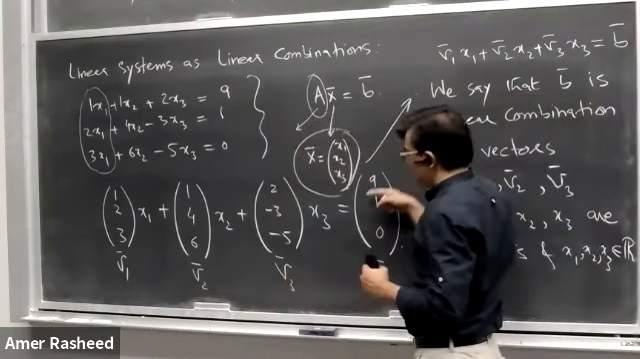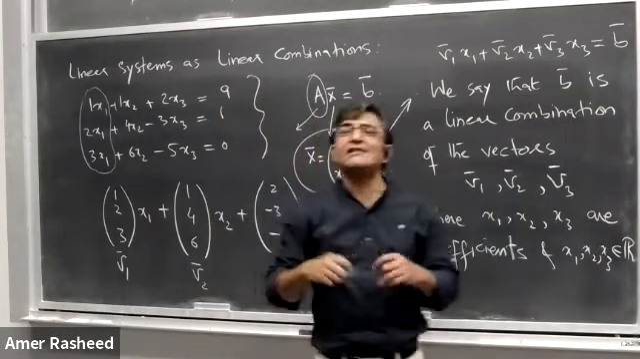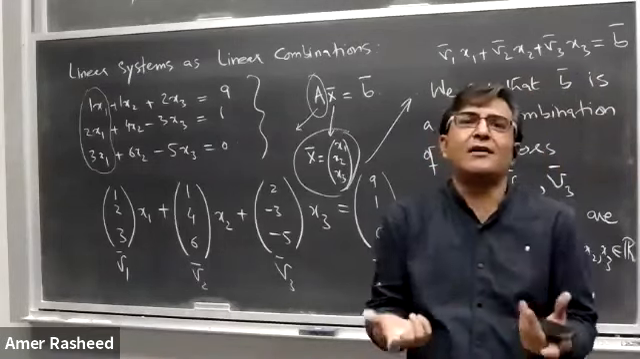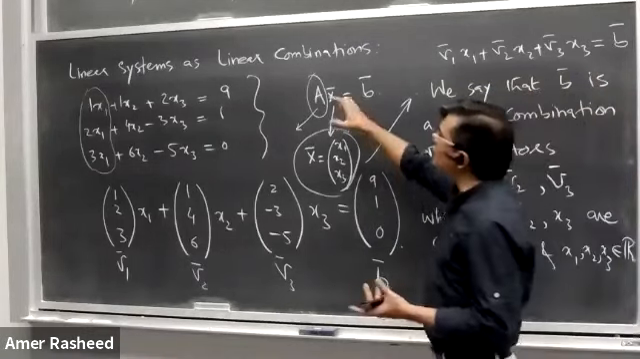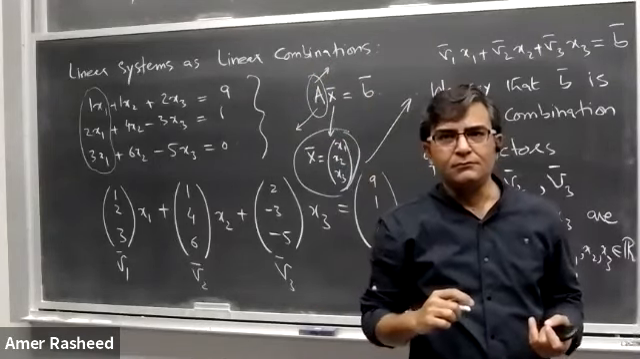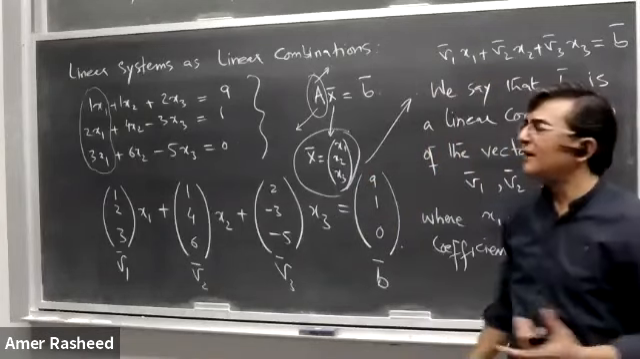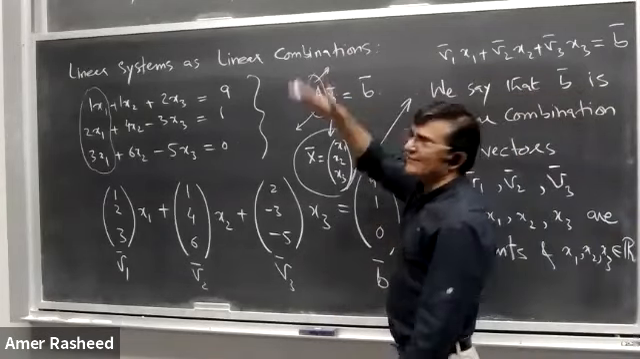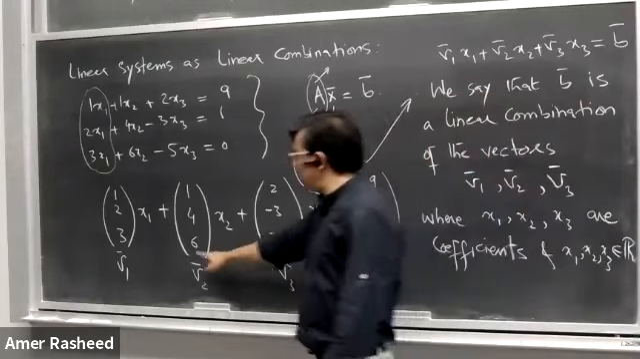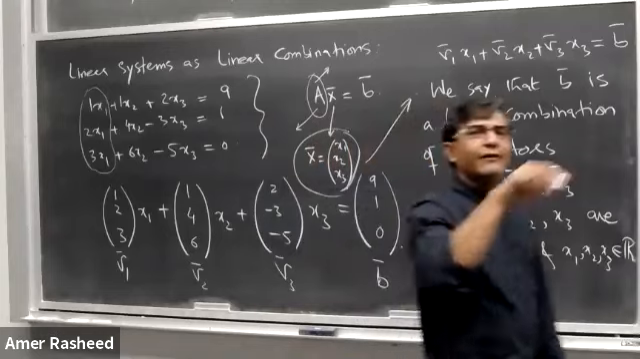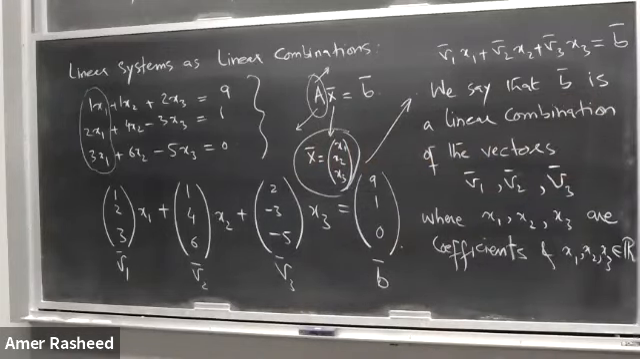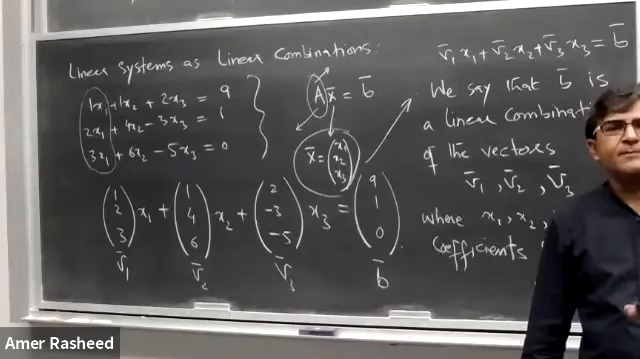So if we only have to check whether we can write this vector as a linear combination of these vectors or not, then you have to check whether this coefficient matrix is invertible, that is, its determinant is non-zero. Then we can say that B can be written as a linear combination of these vectors, which are the coefficients of x1, x2 and x3 in the linear system. Now let's come back to homogeneous linear systems.